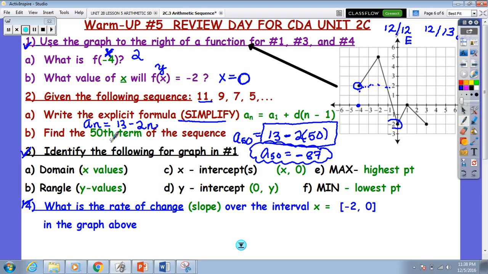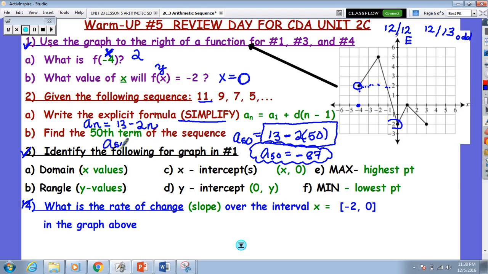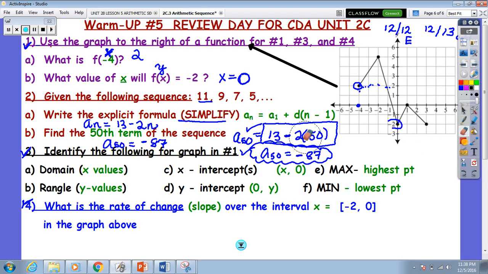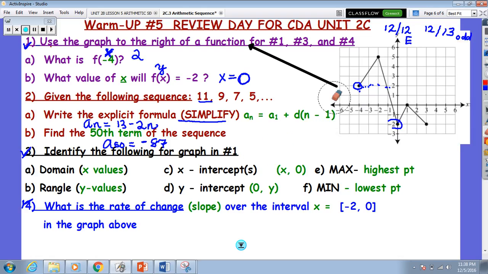Alright, so a 50 equals negative 87. And remember, you need to have your work. So you needed to have this step and the last step. That's the work for when I ask you for a specific term. Okay? Now let me clear this up. Moving right along.